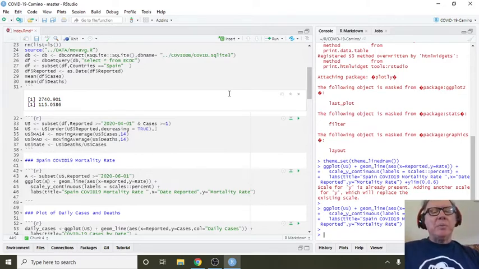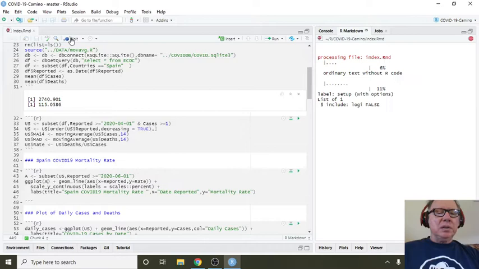So now we're getting ready to run the report for Spain. I did make one slight change for the mortality rate. I'm only going to be doing what the mortality rate is calculated for the whole data set. I'm only going to be plotting from June 1st in order to try to eliminate a spike which throws off the whole database. It throws off the whole plot. So let's go and run this.